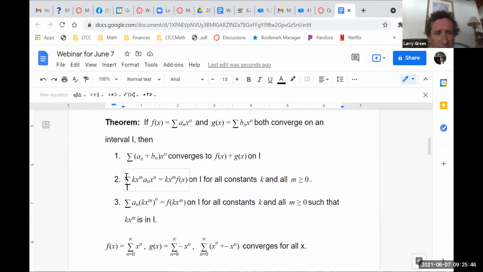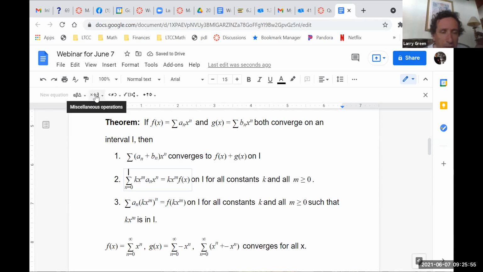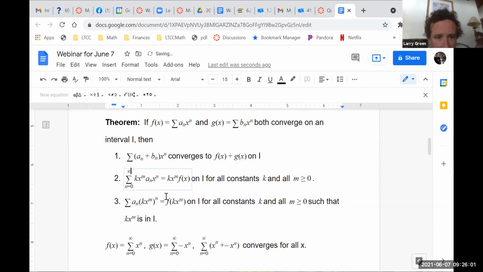I want to remind you that this summation, maybe in this one I should write it out, n equals 0 or whatever you might be starting at to infinity. Might be worth it because we have an m and n. And the idea is you can pull out the k x^m. That's all that means. It just means that you can pull it out.